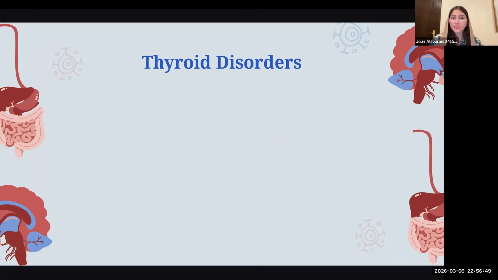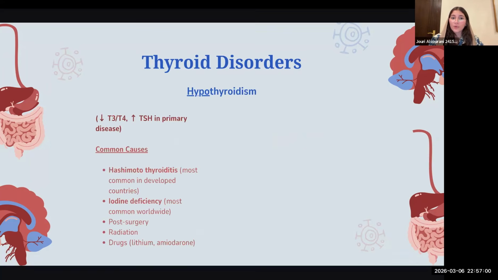Okay, for thyroid disorders, typically when we think of thyroid disorders, there's two main things that come to mind: hypothyroidism and hyperthyroidism. Firstly, in hypothyroidism, we're thinking hypo, so less thyroid. So we have less of the thyroid hormones, right? So we have less of T3 and T4. But we're going to have an increase of TSH because we have the thyroid stimulating hormone, it's just not being able to produce the T3 and T4. Okay. Common causes for this.